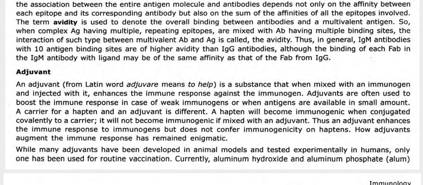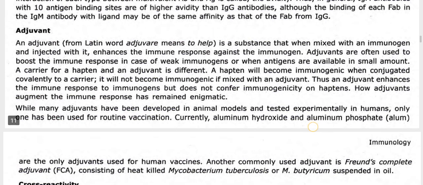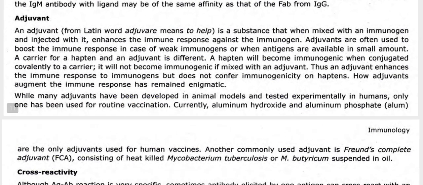Then adjuvant. An adjuvant, from the Latin word adjuvare, meaning to help, is a substance that when mixed with an immunogen and injected with it enhances the immune response against the immunogen. Adjuvants are often used to boost the immune response in case of weak immunogens or when antigens are available in small amounts. A carrier for a hapten and an adjuvant are different.